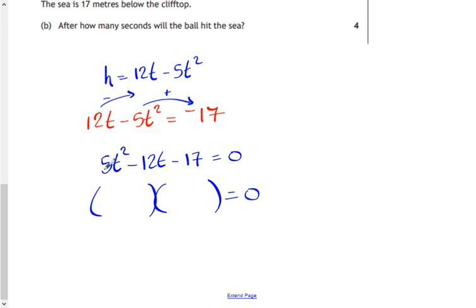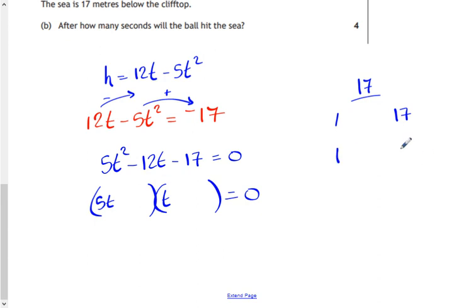So factors of 5 are 1 and 5, so we're going to have 5t and t. And a negative here implies that we're going to have a positive and a negative in our brackets, with the larger of the two numbers being a negative. So odds are the larger number is going to multiply by the 5, so it's going to be in this bracket. So what we want is the factors of 17, which is a prime number, so that makes it a little bit easier, 1 and 17. And we want to multiply one of them by 5. And then we want to combine them in such a way that we get negative 12.